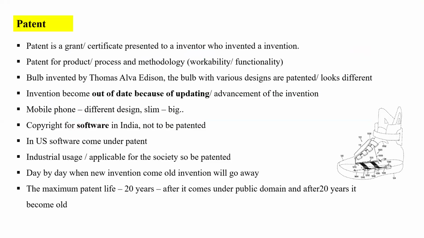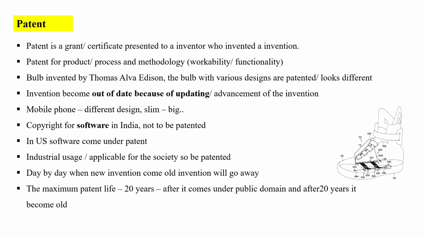So after the trademarks, patents. A patent is a grant, a certificate provided to the inventor for their inventions. The bulb may have been invented by Thomas Alva Edison, but till today, how many designs of bulbs are coming to the market? Great numbers, right? So they go for a design patent: slim, big, and whatever it may be.